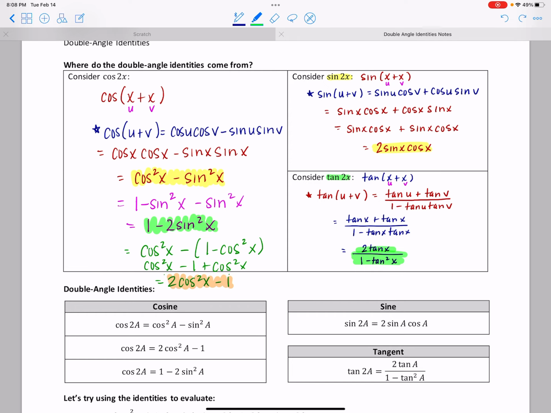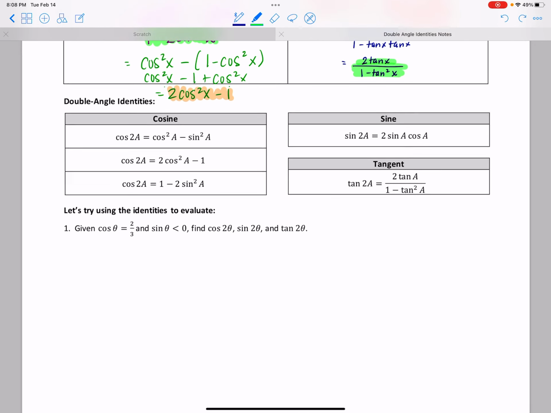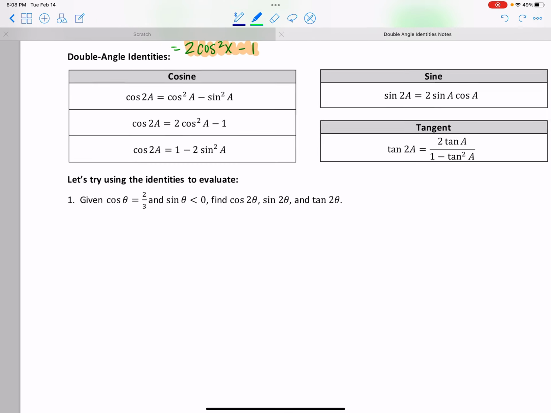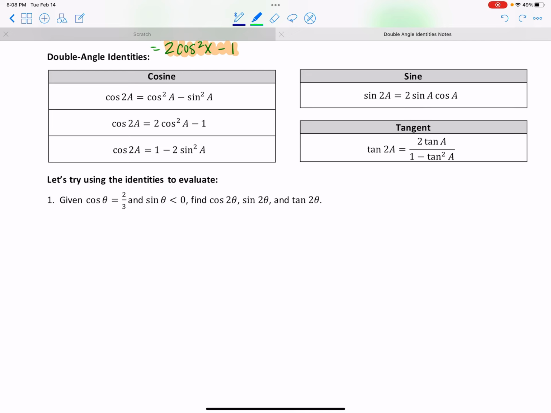So let's practice using these identities. So we're going to try to use the identities first. In this situation, we are given that the cosine of an angle is equal to 2/3, and the sine of that angle is less than 0. Based on that information, we should be able to find the cosine of twice the angle, the sine of twice the angle, and the tangent of twice the angle. So the sine, cosine, and tangent of the double angles.